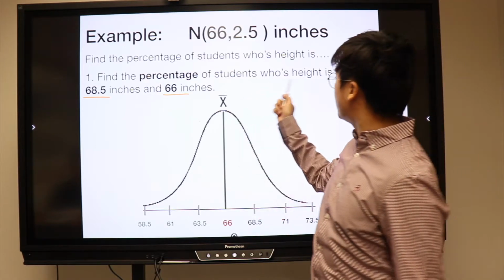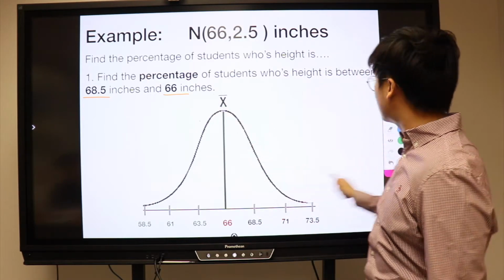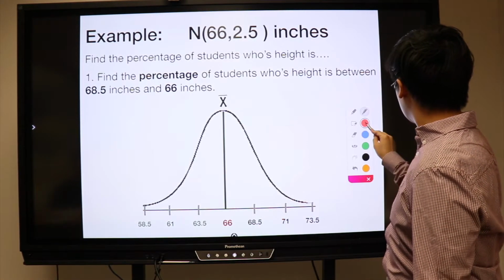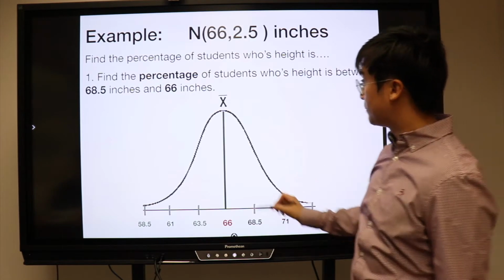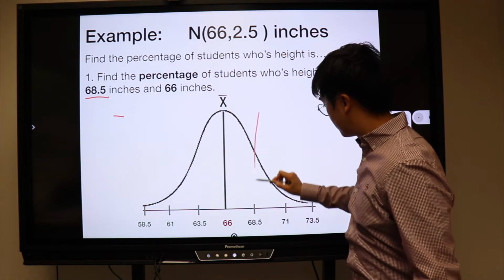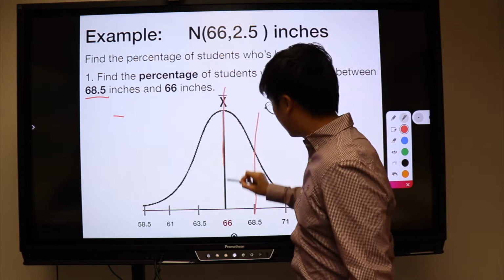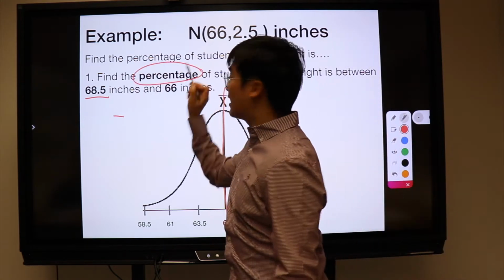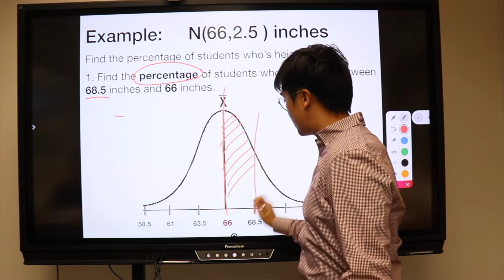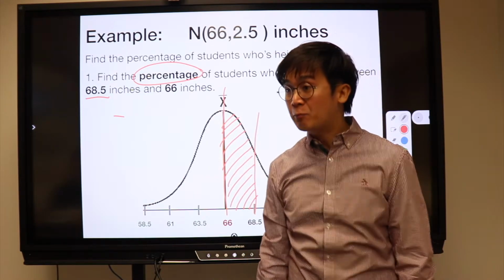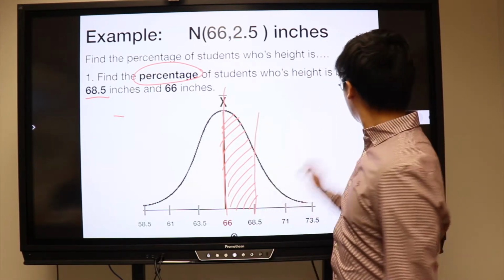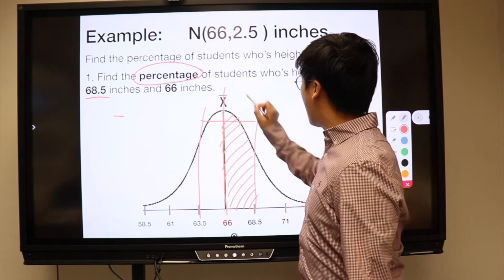What is the percentage of students whose height is between 68.5 inches and 66 inches? Let's mark that 68.5. It's from 66 to 68.5, right there. So here, 34%. Why is it 34%? Because it's half of the 68%.